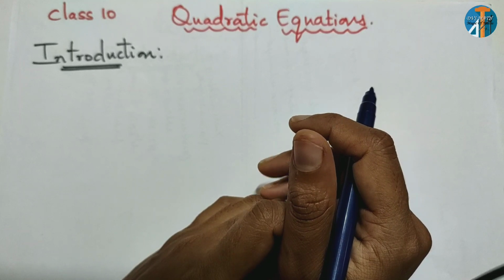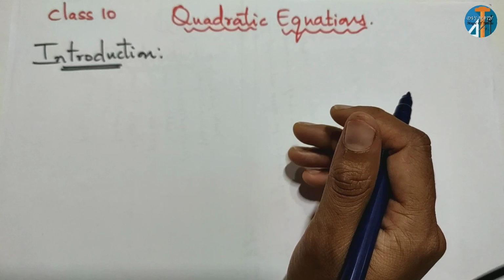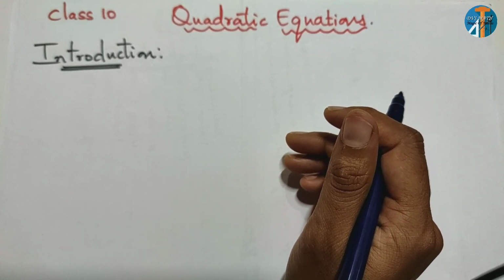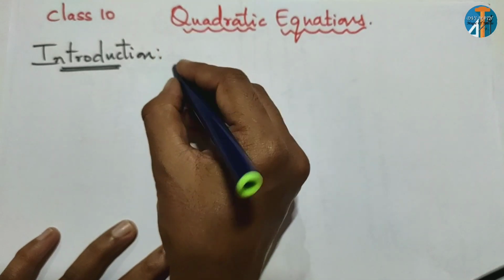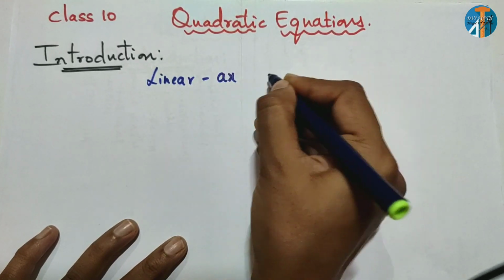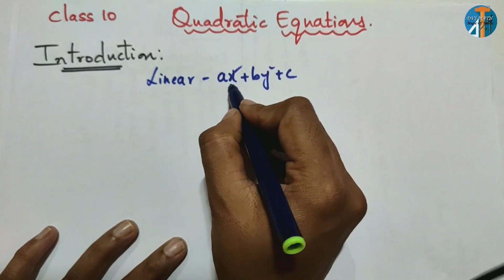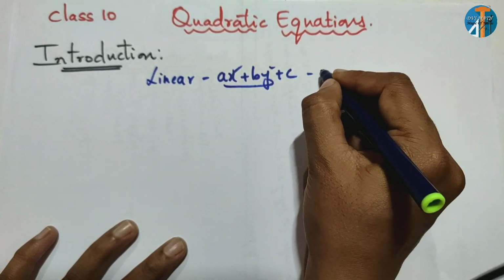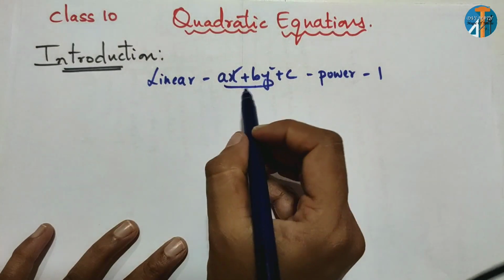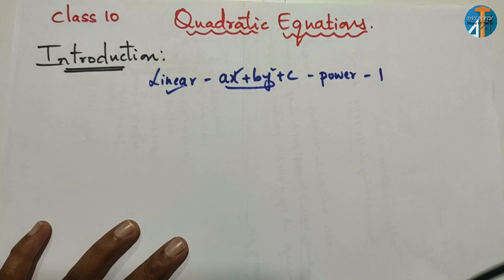As you all know, the previous lesson was linear equations, which means the degree of the variable is 1, right? How we used to write? If I consider linear, we used to write ax plus by plus c, right? So here we have two variables, and if we consider their power, both are 1. So if the variable power is 1, we call it a linear equation, right?